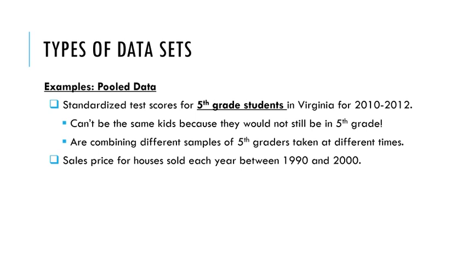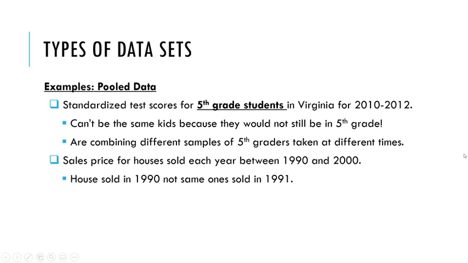Here's another example. Let's say we're interested in real estate and we want to see sales prices for houses sold each year between 1990 and 2000. So in this case, an observation is a house, and we're capturing sales price and anything else we want.